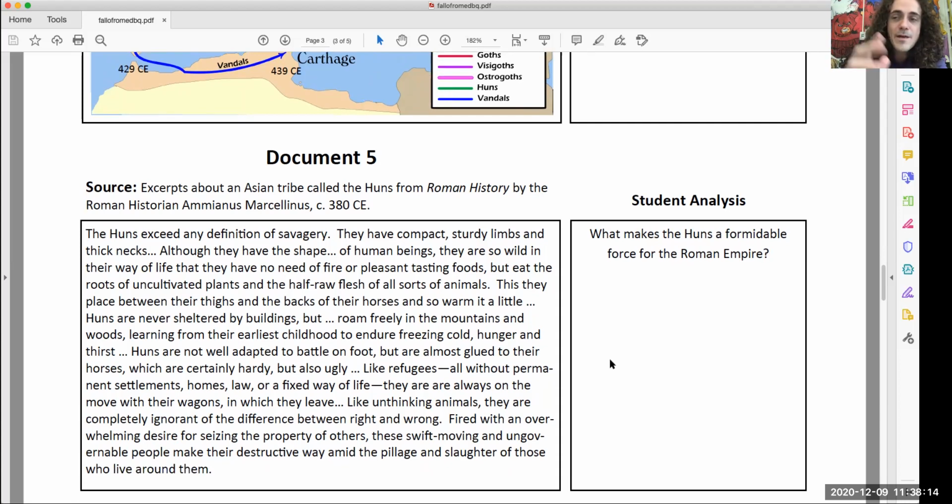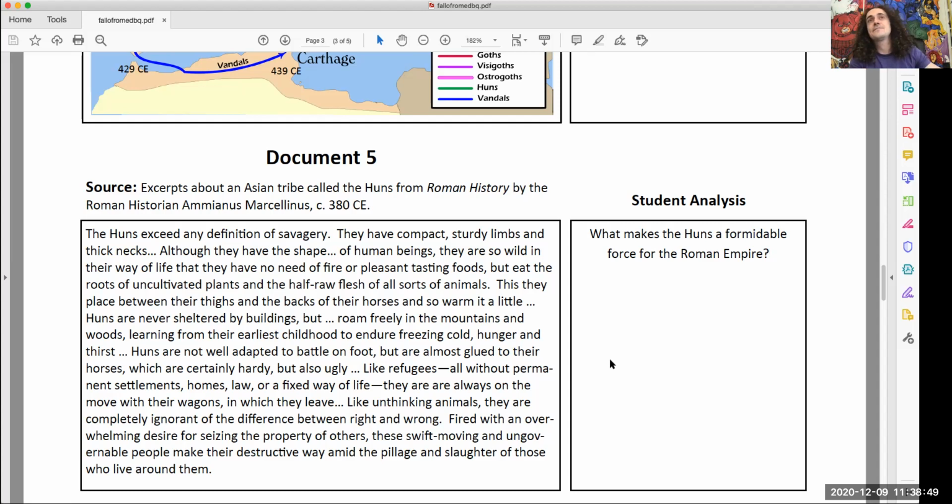So also things to remember, tone and language. If you look at the very first line, the Huns exceed any definition of savagery. They have compact, sturdy limbs and thick necks. Although they have the shape of human beings, they are so wild in their way of life that they have no need of fire or pleasant tasting foods. So let's just say this guy might, I don't want to say racist because it does sound that way, but he considers them as barbarians. So you got to remember his tone. And it's all right to critique his tone.